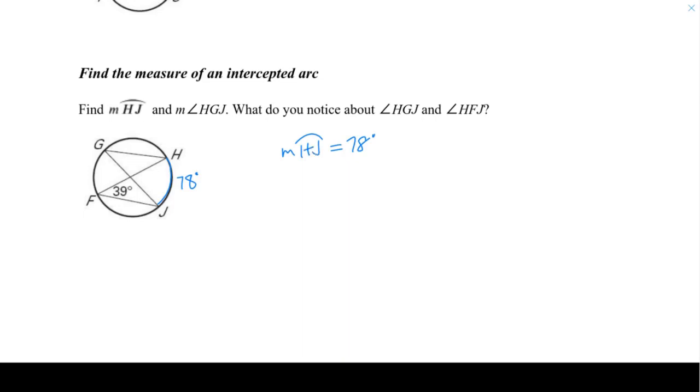And then we want to find the measure of HGJ. So we're talking about this angle right here. Well, if you notice, the intercepted arc, where those sides are meeting the arc, is going to be the same as what we just looked at with angle F. So we see that HJ is our intercepted arc. We know that the measure of angle G is going to be half that measure. So the measure of angle HGJ is going to be half 78, which is 39 degrees. So then what do we notice? Well, you can see that they both are intersecting the same arc, and so therefore those angles are going to be congruent.